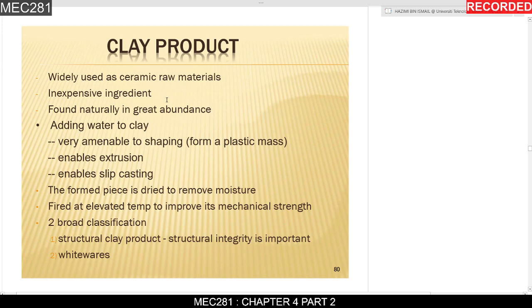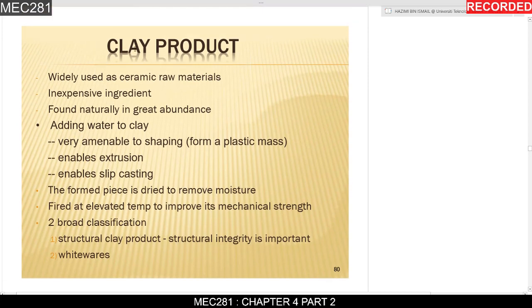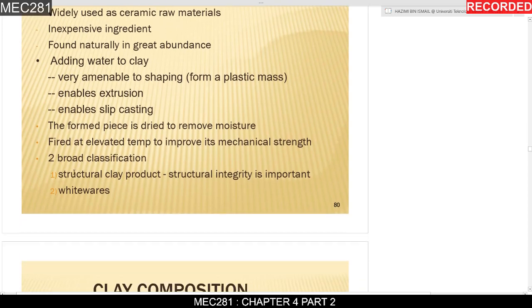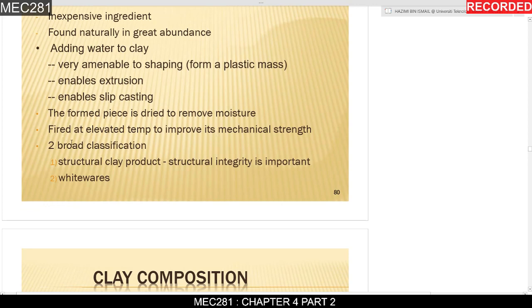Banyak kan? Great abundance. Awak boleh buat sendiri. Tanah liat dekat mana-mana lah awak jumpa. So, by adding water to clay, it is very amenable to shaping to form a plastic mass, enable extrusion, and enable slip casting. The process of fabricating the clay is quite simple. Just add water, and then you can have a very malleable material to shape, and then you can heat, bakar or firing that clay to get the products. Fired, yang saya cakap ni nak kena bakar, fired at elevated temperature to improve its mechanical strength.